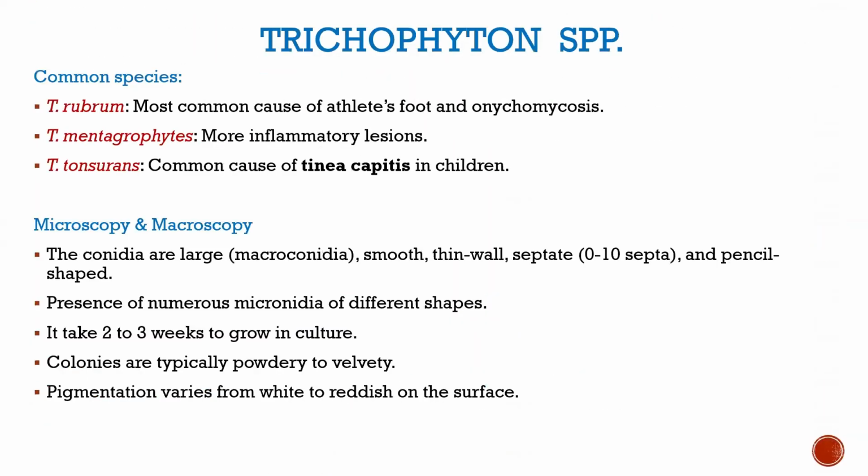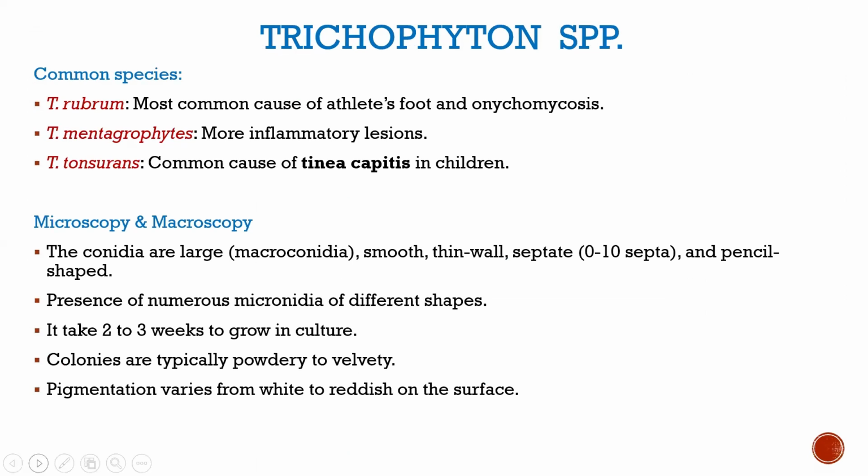So moving on to the common species of Trichophyton, we have Trichophyton rubrum, which is the most common cause of athlete's foot and onychomycosis, which is a fungal infection of the nail. Then we have Trichophyton mentagrophytes, which causes most of the inflammatory lesions, and Trichophyton tonsurans, a common cause of tinea capitis, especially in children.